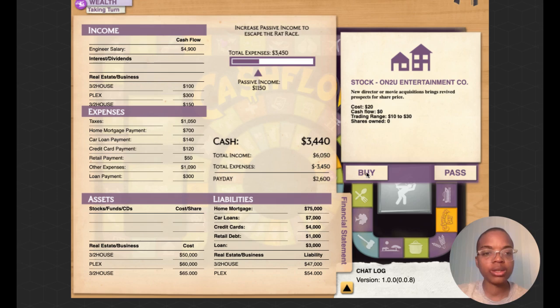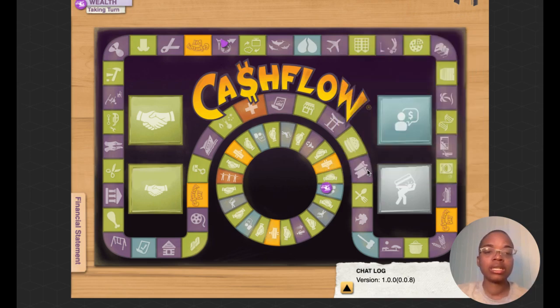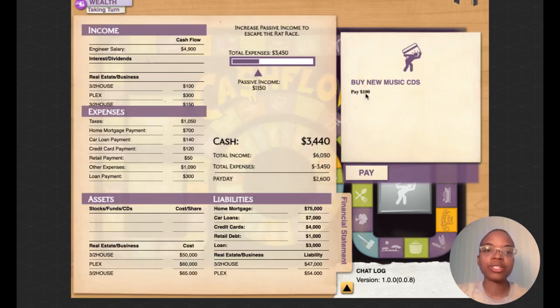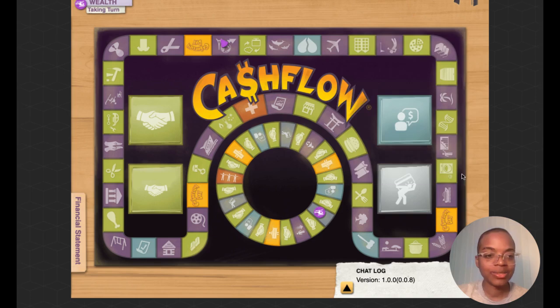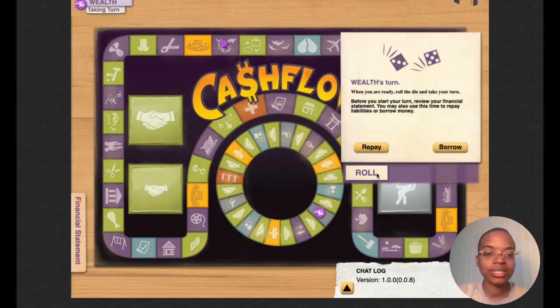Do a small deal right here, and the cost is 20. The trading range is 10 to 30. I think there are better deals out there. I'm going to pass on this one. Okay, I bought some new music CDs, right? When CDs are popping back in the 90s. It's cool. It's fine. I got to live a little.